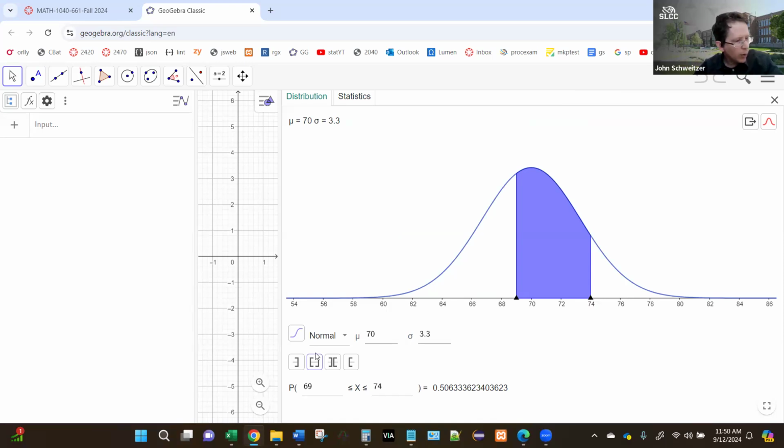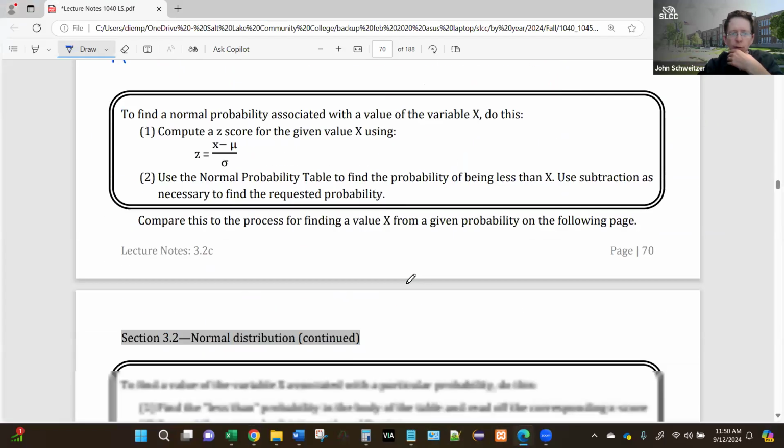Okay, what about going in reverse? So what we've done here is we've taken values in the distribution, actual heights, and we've found proportions, areas, probabilities. But what if we want to go in the reverse direction? The reverse direction is called the percentile problem.